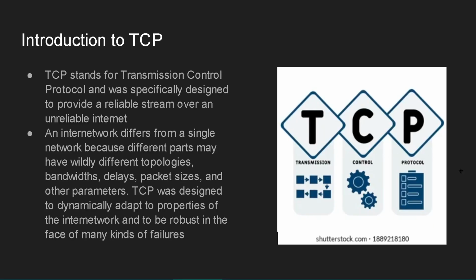An introduction to TCP. TCP stands for Transmission Control Protocol and was specifically designed to provide a reliable stream over an unreliable internet. An internetwork differs from a single network because different parts may have widely different topologies, bandwidths, delays, packet sizes, and other parameters. TCP was designed to dynamically adapt to properties of the internetwork and to be robust in the face of many kinds of failure.